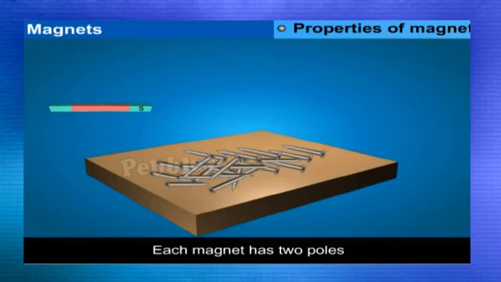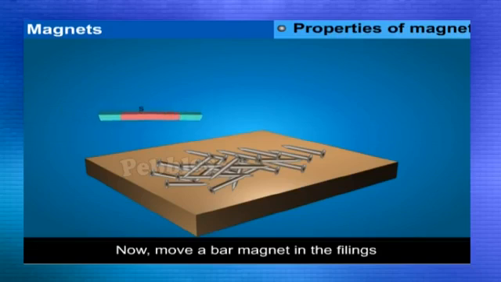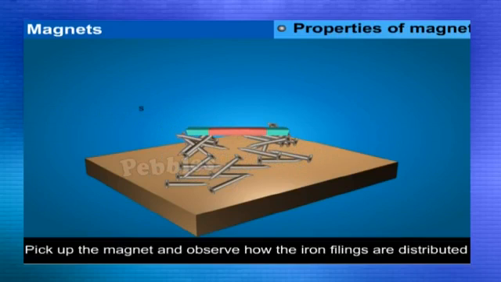Magnetic attraction. Spread out some iron filings over the sheet of paper. Now, move a bar magnet in the filings, taking care that all parts of the magnet touch the filings. Pick up the magnet and observe how the iron filings are distributed all over the magnet.